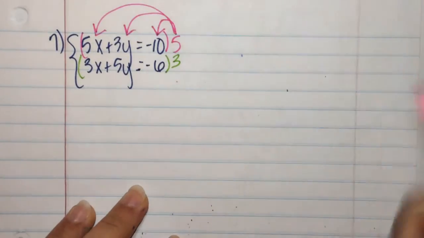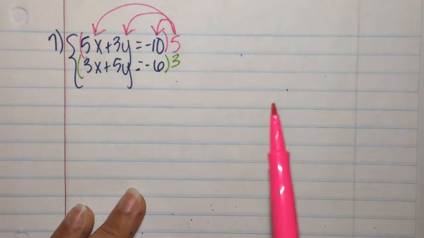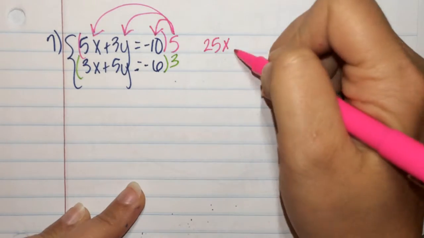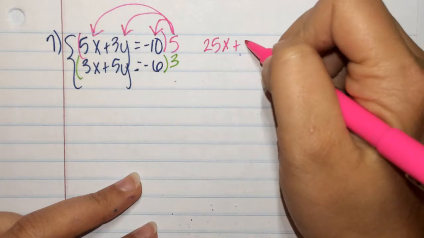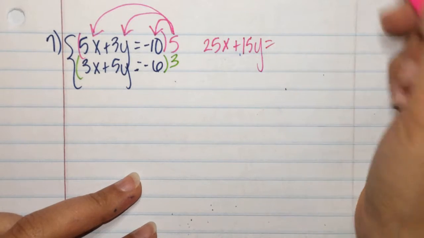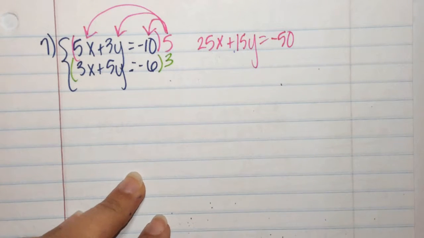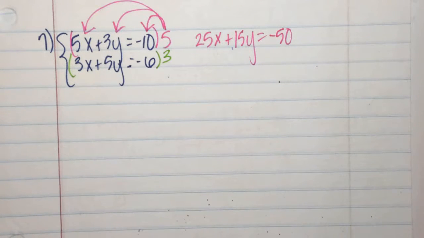Alright, so what's 5 times 5x? 25. And what is 5 times 3y? And what's 5 times negative 10? Negative 50. Now, are we done? No. What do we have to do next?